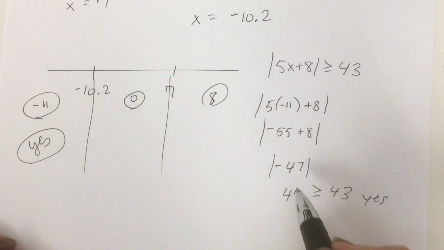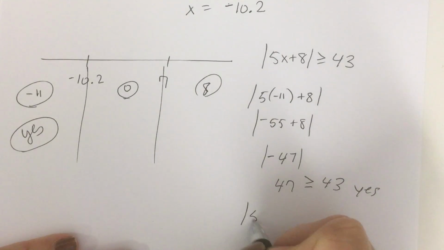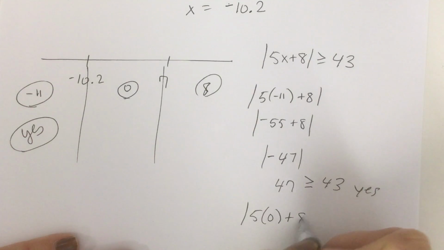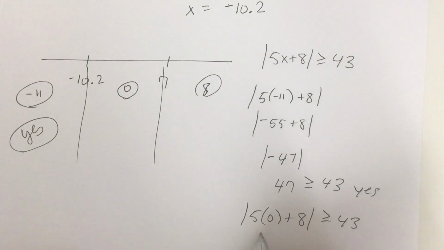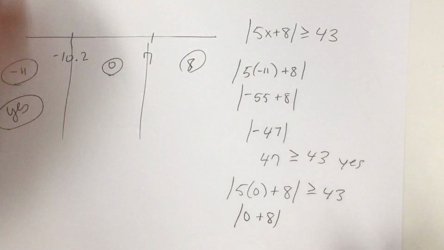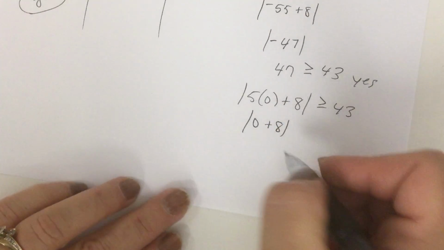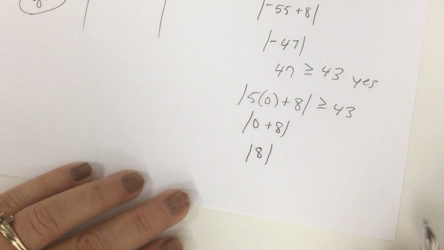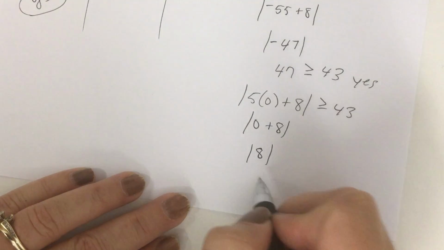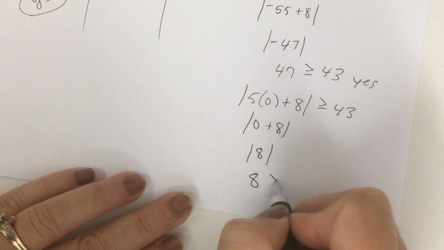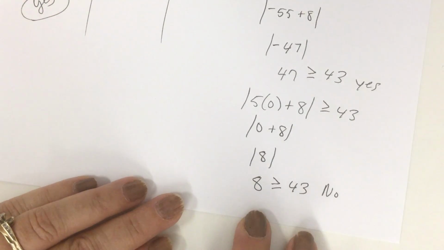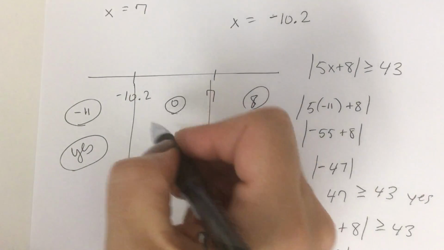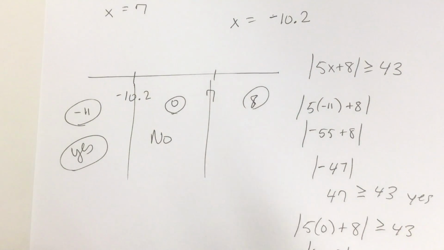If I take 0 and plug it in, then I have the absolute value of 5 times 0 plus 8 is greater than or equal to 43. 0 times 5 is 0, so that gives me 0 plus 8. And then 0 plus 8 is 8, so I have the absolute value of 8. And the absolute value of 8 is still 8. Is 8 greater than or equal to 43? Well, no, it's not. So I plugged in 0, so anything in the 0 section is not going to work.